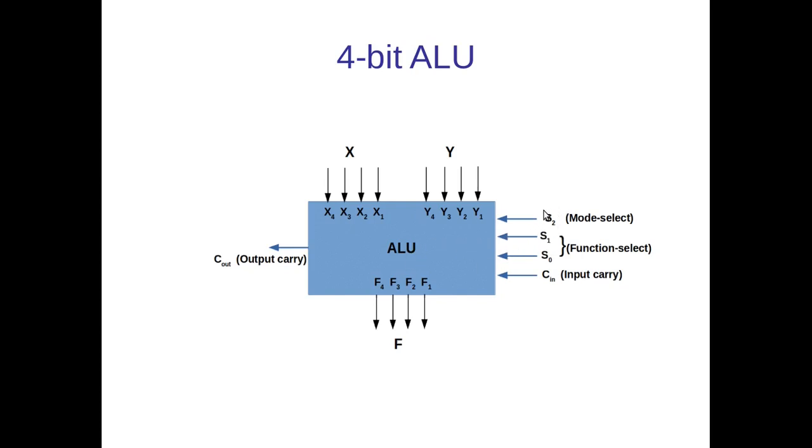So we can have 2 to the power 2, 4 logic operations available. And if the value of S2 is equal to 0, then arithmetic operation will be selected. In that case, Cin will also be considered as a select line. So we will have 3 function select lines. So 2 to the power 3, we can have 8 arithmetic operations with this ALU.